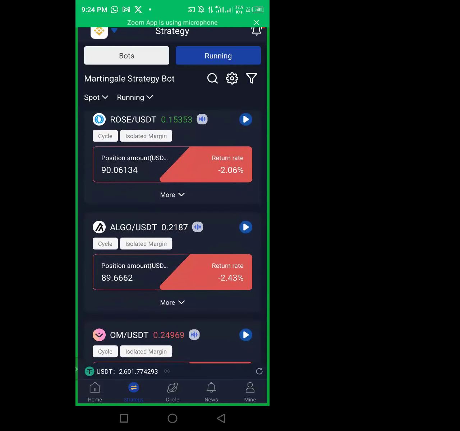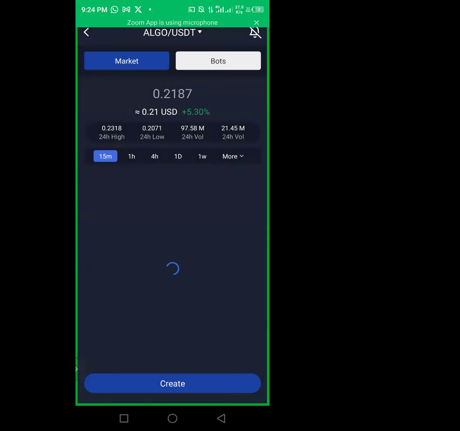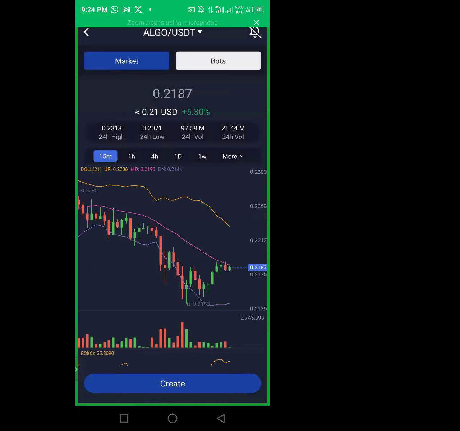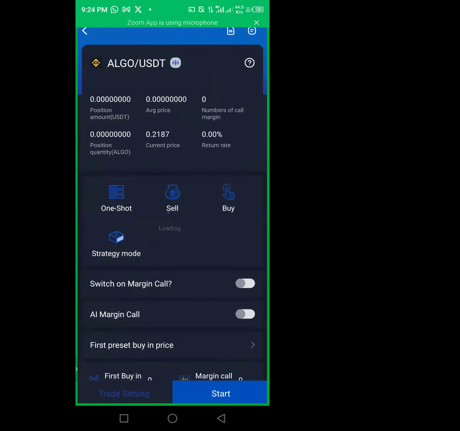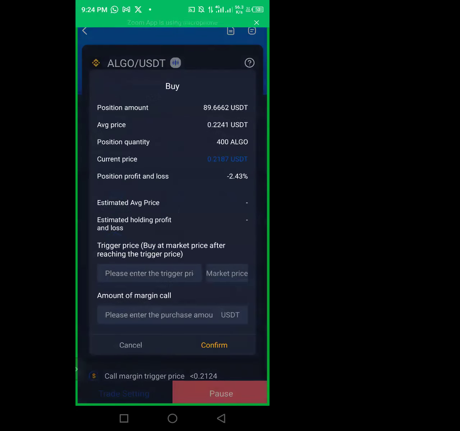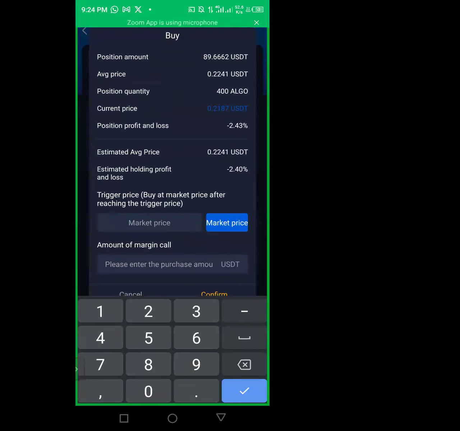Okay, let's see this Argo. Let me click on Argo and see. So look at this Argo now. It's perfect. It has gone down and it has started coming up. So this Argo is a perfect one that I can manipulate. It is on minus 2.43 return rate now. So I can manipulate it and just add 300.